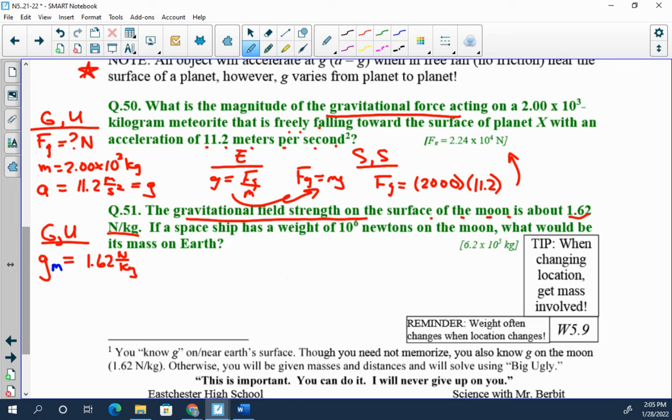If a spaceship has a weight, Fg, of 10 to the 6 newtons on the moon, that's important that it's also on the moon. We'll put a little m there for moon. What would be its mass on Earth? So the mass we're trying to find is not actually on the moon. We're trying to find the mass on Earth.